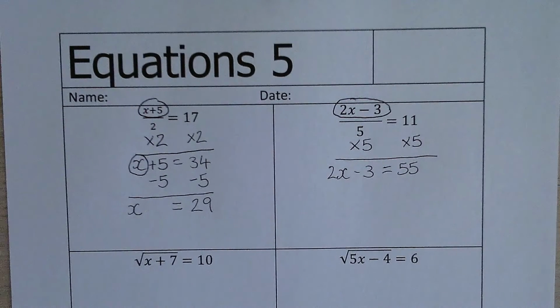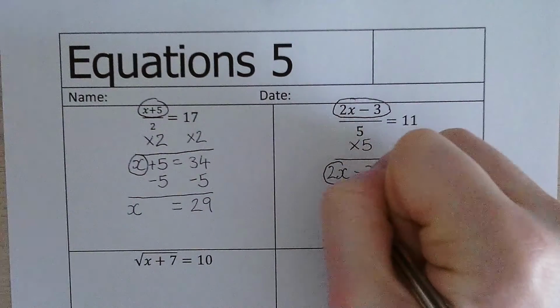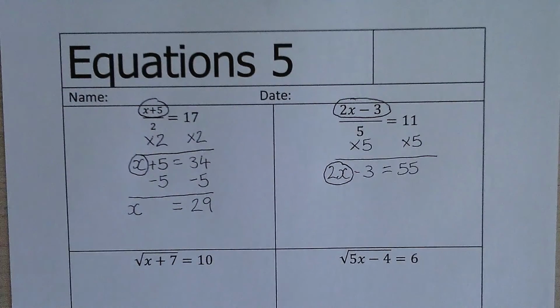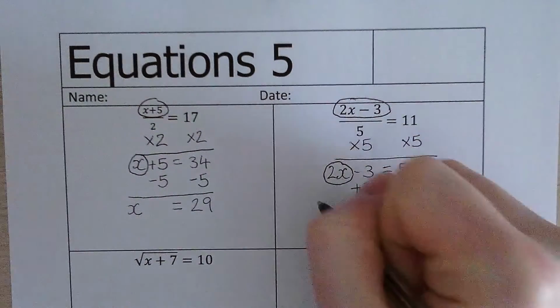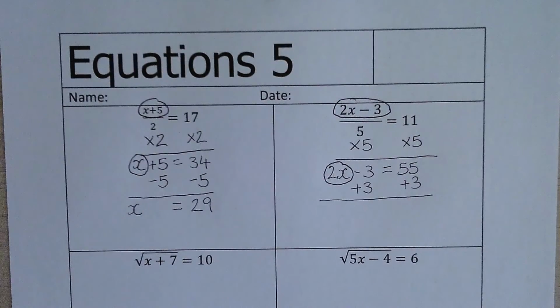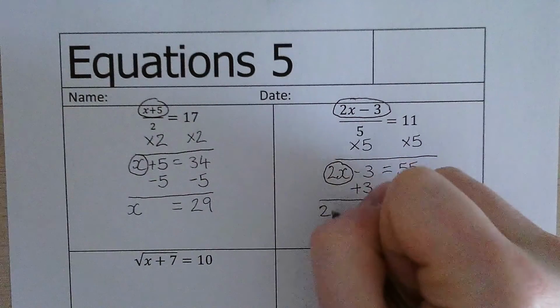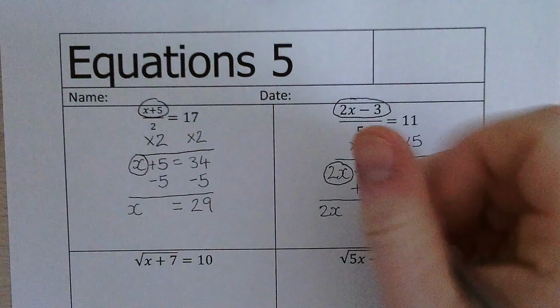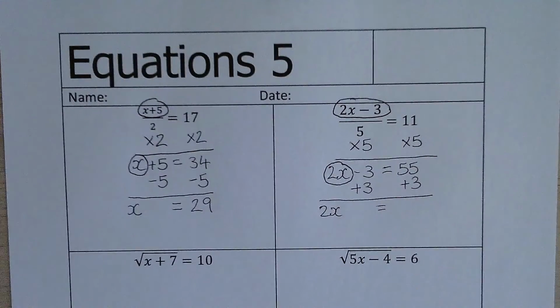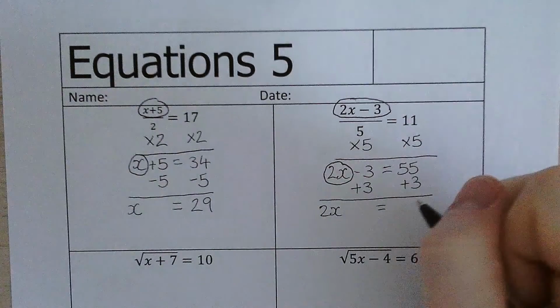Now we need to isolate the 2x term. This is the term that contains the variable. So now we need to get rid of minus 3. To do that, we need to add 3 to both sides of the equation. So 2x will drop down. Minus 3 and add 3 cancel each other out. The equal sign drops down, and 55 add 3 is 58.